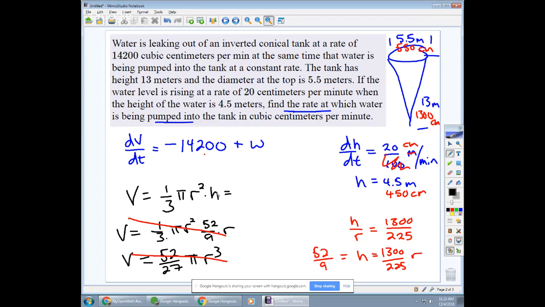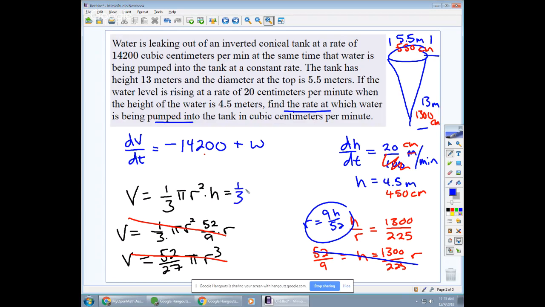Okay, so I actually needed to solve this for R, not H. So in this case, I just flip it. Let's see, 9H over 52. I want R, so R would be 9H over 52. That's what I would get, which we have to square.